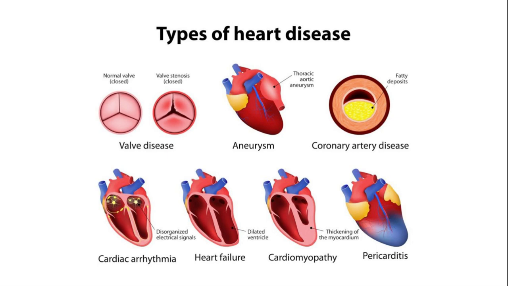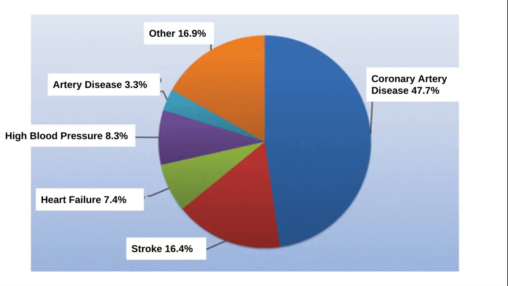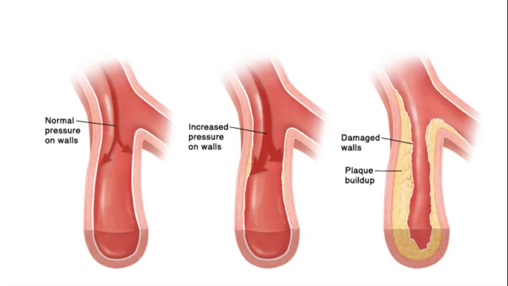Some of them you're born with, for example, if your valves don't work properly, or maybe you have a heartbeat that's a little bit different, like a heart murmur. And then some of them develop over time. And we're going to be focusing on the ones that develop over time. The most common one is coronary artery disease, which is when the arteries in your heart become blocked. And that's what leads to a heart attack.